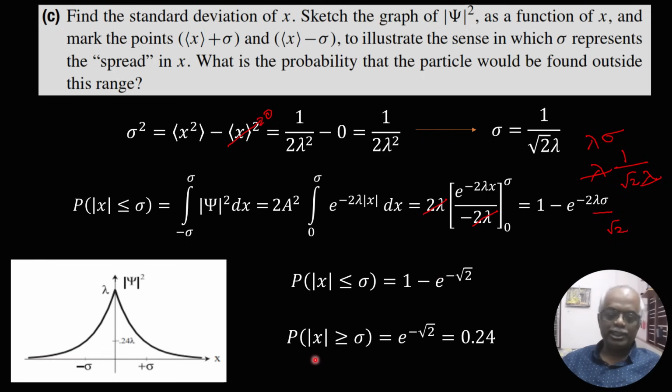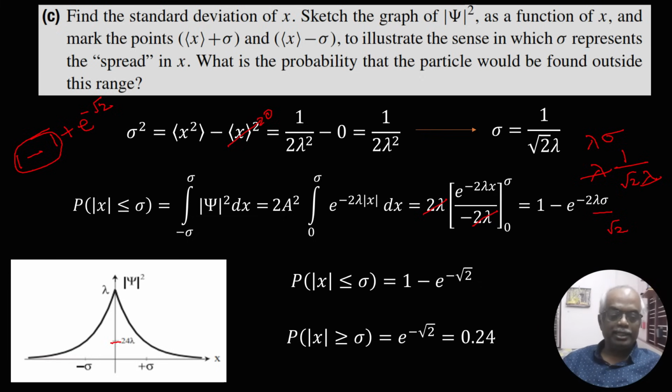What will be the probability outside the sigma? This is the probability inside, so outside will be 1 minus this. If you subtract, the 1 gets cancelled, and you get simply, for the range outside the sigma, e power minus square root of 2, which is equal to 0.24. You can see this is 0.24.